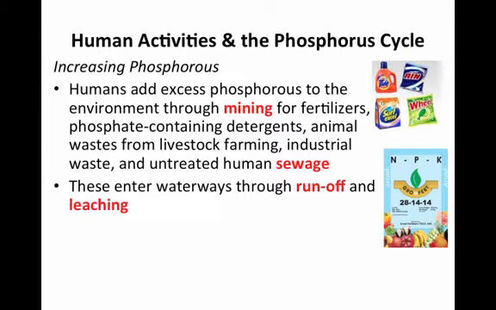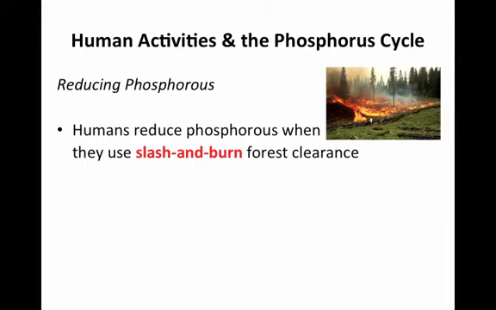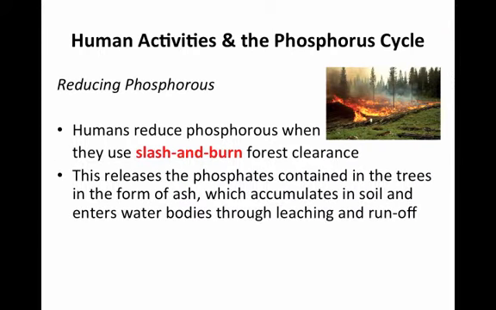And so much of this enters into our waterways through runoff and leaching. And just like the nitrogen cycle, a phosphorus excess can lead to eutrophication as well as algal blooms. Again, remember, those are the terms that we can use. Eutrophication can lead to that hypoxic dead zone, or those algal blooms can lead to that red tide and therefore affect our marine ecosystems. Now, humans reduce phosphorus when we use a slash and burn process to clear forests.